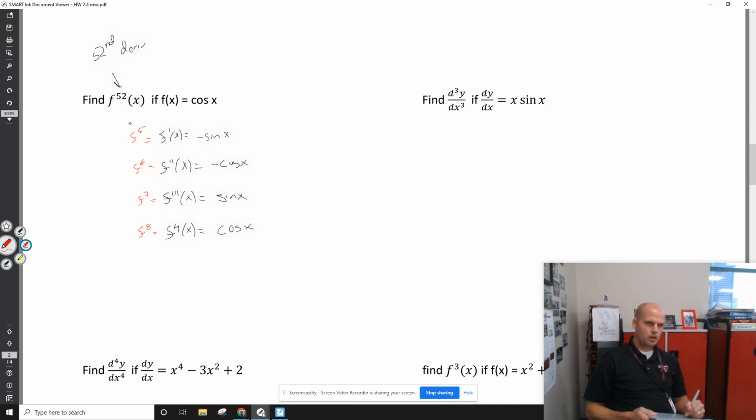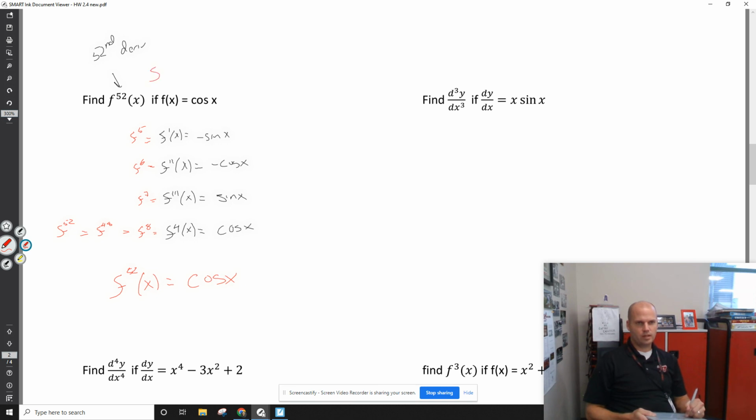So like 48, 49, 50, 51, 52. 52 is a multiple of 4. I don't think I even knew that. But since every multiple of 4, the derivative, goes back to the start, the 52nd derivative of cosine is just cosine, okay? That's how you do it. You just break it into 4s and see what's your remainder after that.